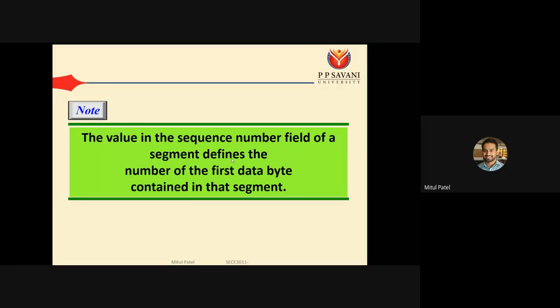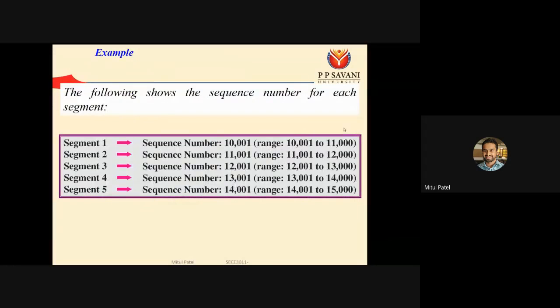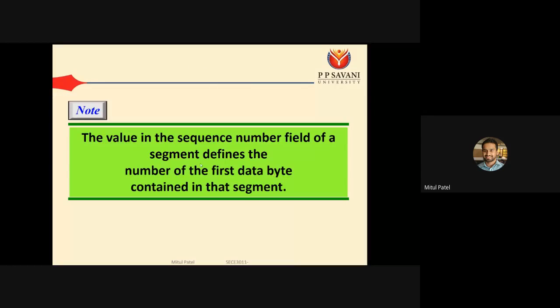The value in the sequence number field of a segment defines the number of the first data byte contained in that segment. We know the sequence number indicates the first byte of the segment, and how many bytes the segment carries. So here the segment carries bytes from 10,001 to 11,000. So the sequence number indicates the byte number of the first byte, which here is 10,001. The value in the sequence number field of a segment defines the number of the first data byte contained in that segment.